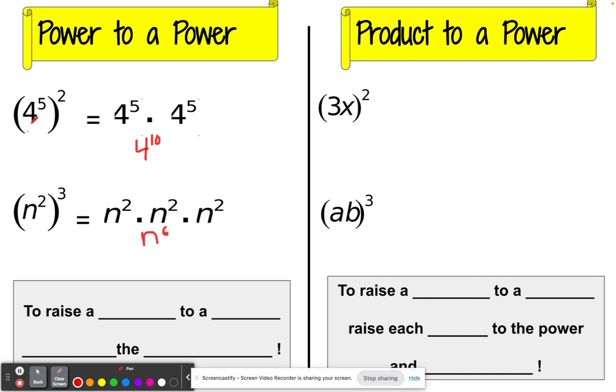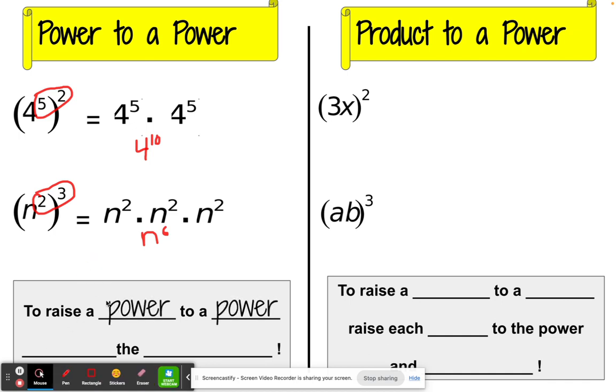Now, if you were to look at this, I have 4 to the 5th power to the 2nd power, and I end up with 4 to the 10th power. I have n to the 2nd power raised to the 3rd power, I end up with n to the 6th power. Do you think you can come up with a rule for how we can do this without having to write it all the way out? I think you can.